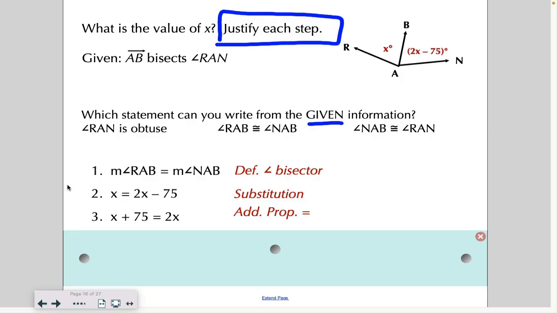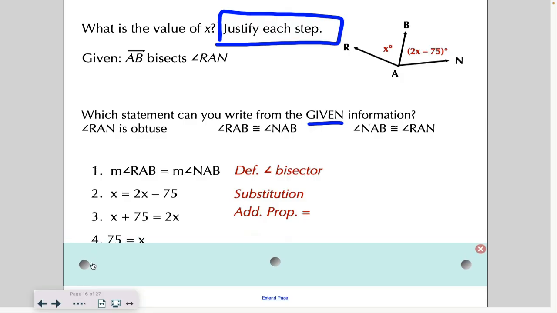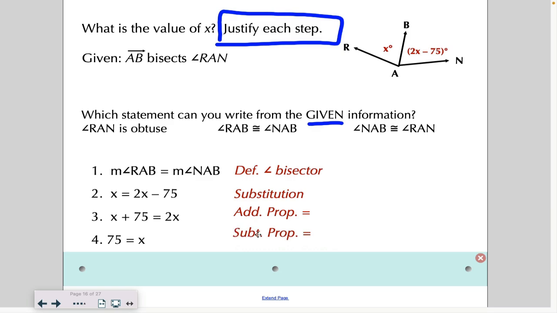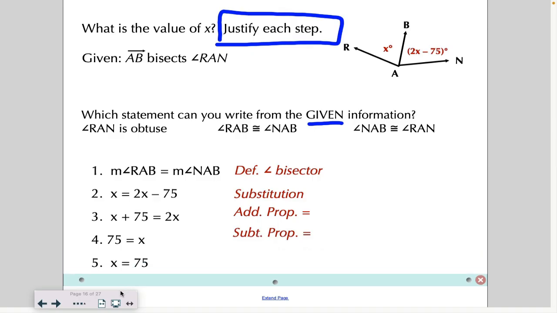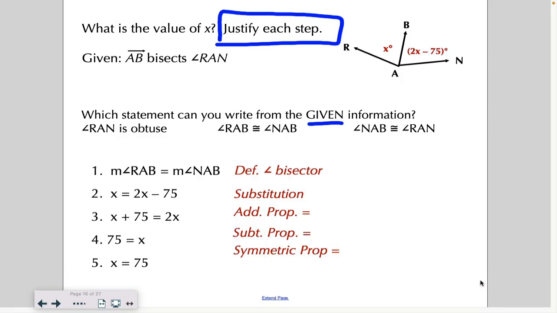What's next? Subtract x from each side, which lands you at 75 equals x. What justified that? Subtraction property of equality. Finally, x equals 75. Symmetric property of equality. Oh, how fun. We justified each and every single step.